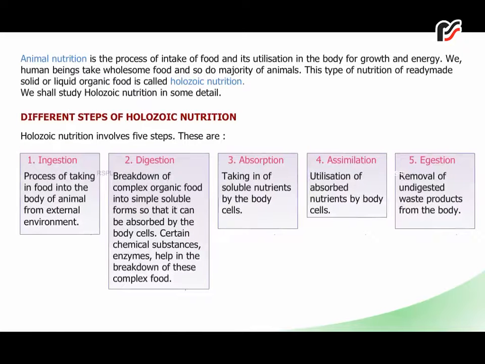Different steps of holozoic nutrition. Holozoic nutrition involves 5 steps. These are: 1. Ingestion, process of taking in food into the body of animal from external environment. 2. Digestion, breakdown of complex organic food into simple soluble forms so that it can be absorbed by the body cells. Certain chemical substances, enzymes, help in the breakdown of these complex food.